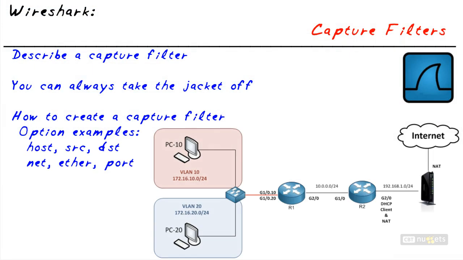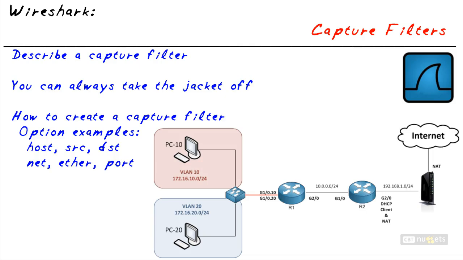Now, in addition to using the keyword host, we could have also said not host 8.8.8.8. And that would say, okay, everything's okay to come into the capture except for an IP address that's the source or destination of 8.8.8.8. That's how powerful adding the keyword not in front of that capture filter statement is.